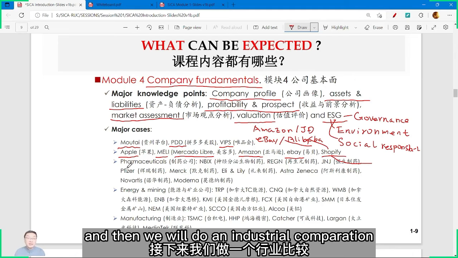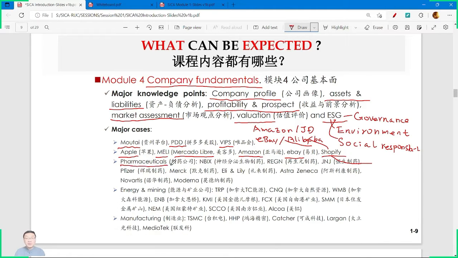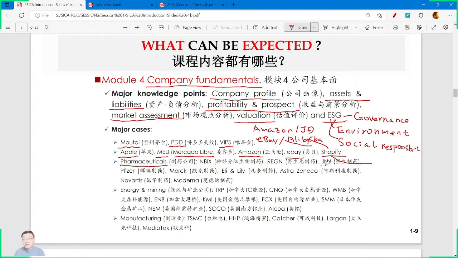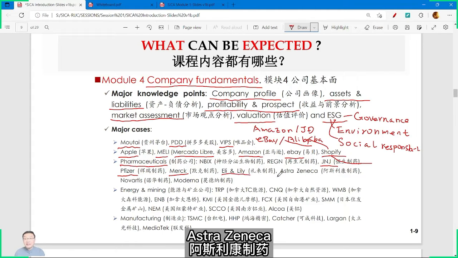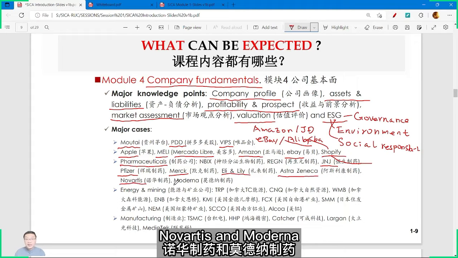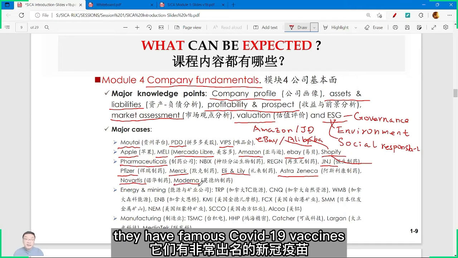And then we will do an industrial comparison. So start from pharmaceutical companies, including those famous ones such as Johnson & Johnson, Pfizer, Merck, Eli Lilly, AstraZeneca, Novartis, and Moderna. So Moderna, Pfizer, they have famous COVID-19 vaccines.